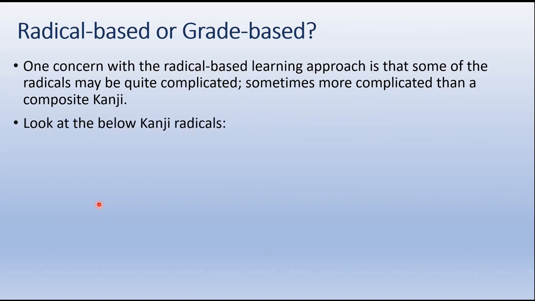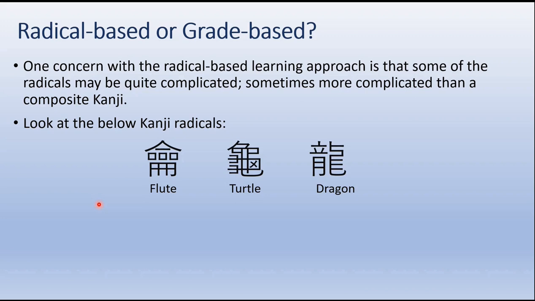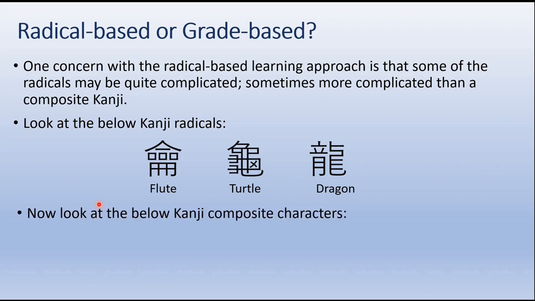Look at the below kanji radicals. This is the radical for flute, this is the radical for turtle, and this is the radical for dragon. All these appear to be quite complicated. Even though they are radicals, the number of strokes involved in each of these is too high. On the contrary, look at the below kanji composite characters. This is the character for rest, which we have already seen. And this is another composite character, and it is used to represent to keep or to maintain.